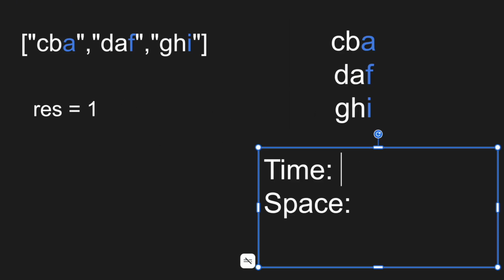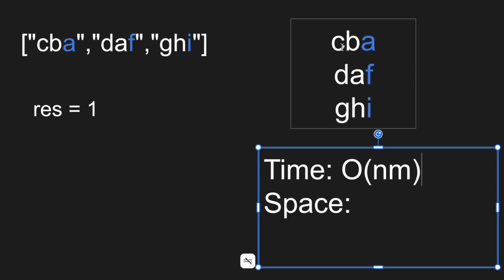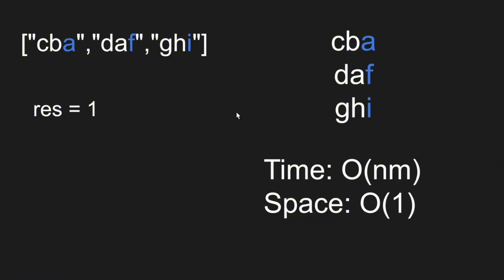So the time complexity would be O of n times m, where n is the number of rows and m is the number of columns, because that is the number of characters that we will iterate through, and the space complexity would be O of 1 because we are not using any extra space.